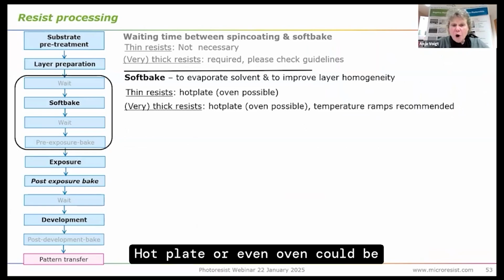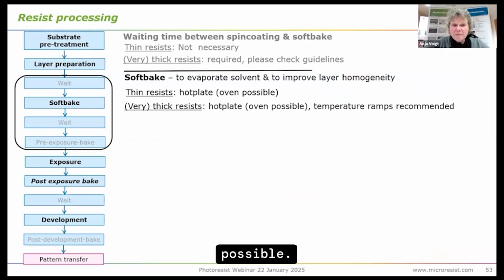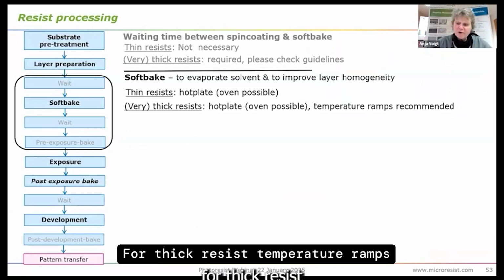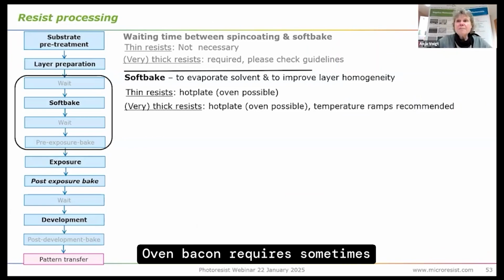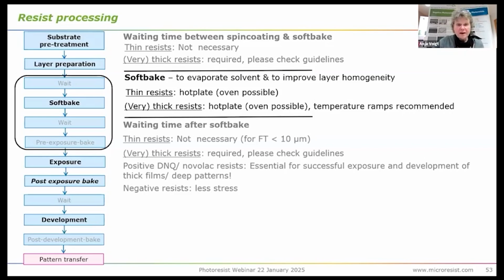Hot plate or even oven could be possible. For thick resist, temperature ramps are recommended. Oven bake requires sometimes longer time than for hot plate, sometimes also 5 to 10 K higher temperature.